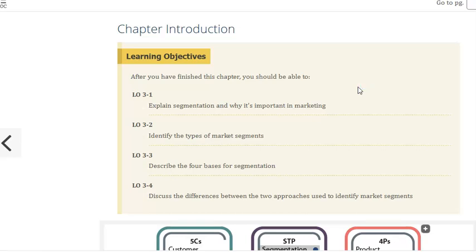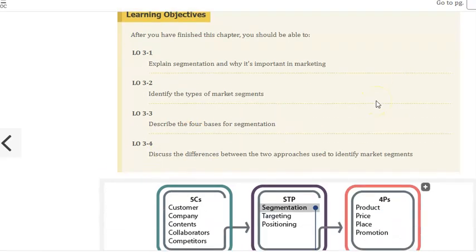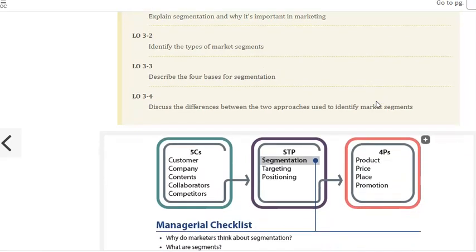So, for example, explaining what segmentation is and why it's important in marketing, identifying the types of market segments, describing the 4 bases of segmentation, and discussing the differences between the 2 approaches used to identify market segments are all good headings, if you will, to take notes on some of the concepts that you're going to read about.